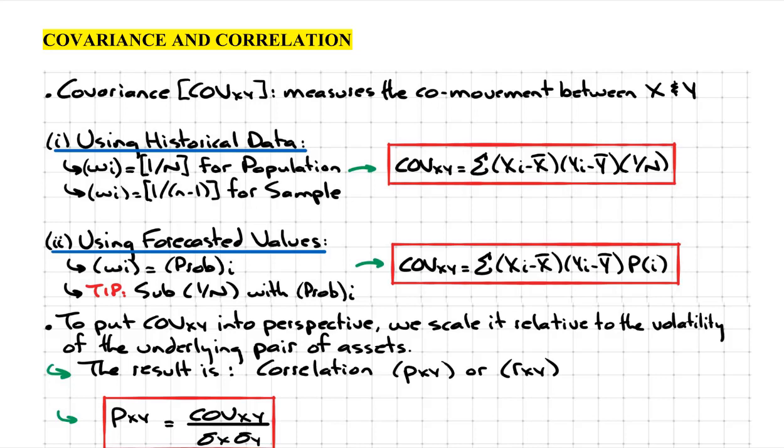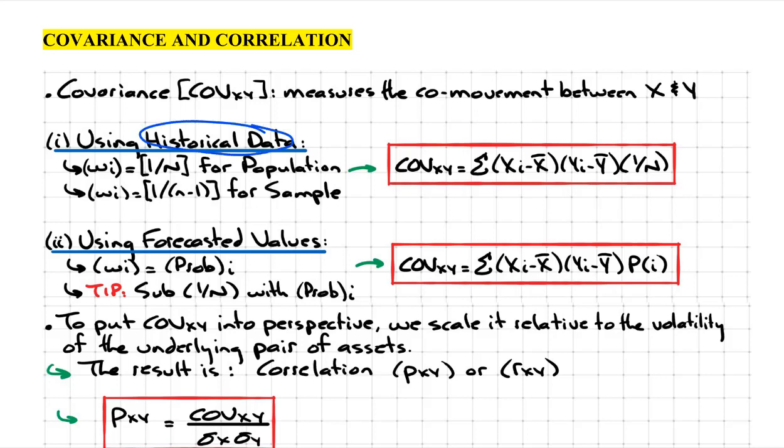Covariance and correlation. Covariance measures the degree of co-movement between two variables, in this case x and y. Now there's two kinds of data sets for which we may calculate covariance. The first one is using historical data, and the other one is forecasted values. So let's see what the difference is between the two sets of data.